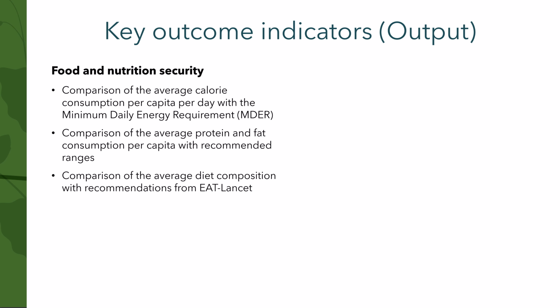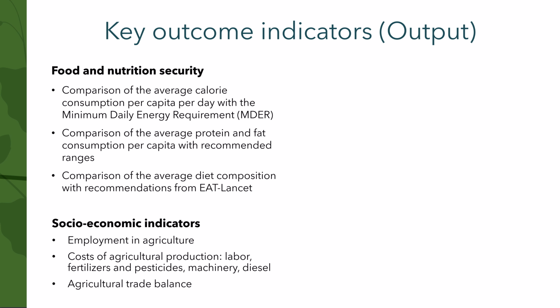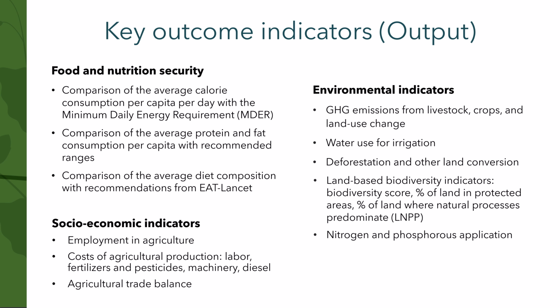The second category includes socioeconomic indicators such as employment in agriculture, the costs of agricultural production, including labor, fertilizers, pesticides, machinery, and diesel, as well as the agricultural trade balance. Finally, the third category covers environmental indicators. These include GHG emissions from livestock, crops, and land use change, water use for irrigation, deforestation, and other land conversion, land-based biodiversity indicators such as the biodiversity score, the percentage of land in protected areas, and the share of land where natural processes predominate, as well as the application of nitrogen and phosphorus.